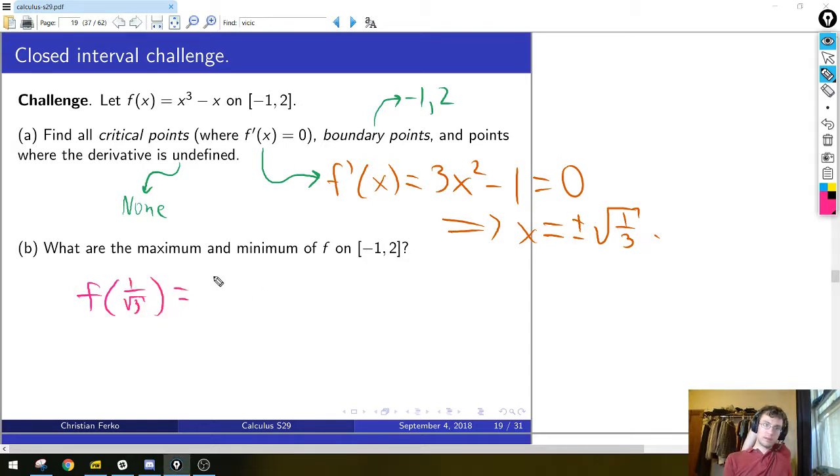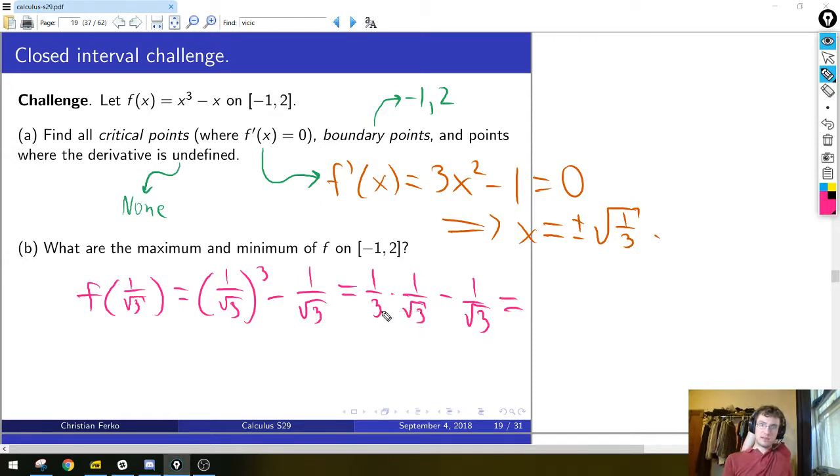Well, that's 1 over root 3 cubed minus 1 over root 3. Well, 1 over root 3 cubed is 1 over root 3 squared, which is a third, times 1 over root 3, right? So that's 1/3 times 1 over root 3 minus 1 over root 3. Why did I write it that way?